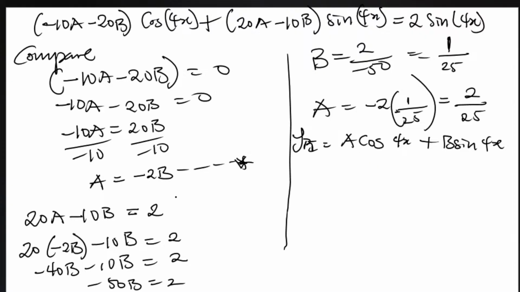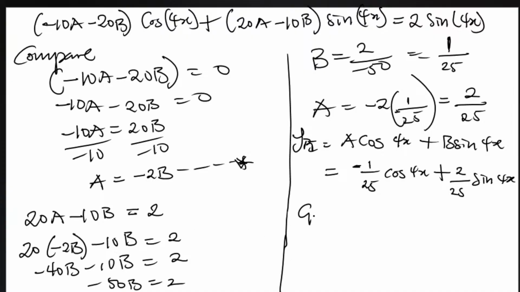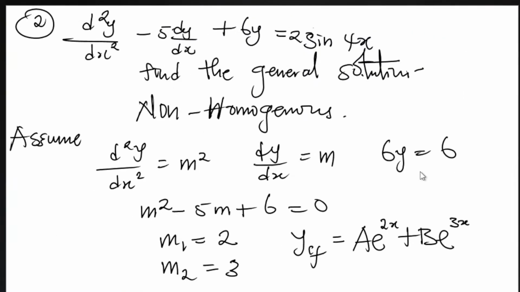If we impute the values for A and B, we'll simply have that our A here is minus 1 over 25 cos 4x plus, B is 2 over 25 sine 4x. Are we together? Now what you simply do is recall your general solution. Your general solution is simply YCF plus YPI. Are we together? Now if you impute those values together, we've already calculated for your CF, which is your complementary function. And our complementary function was given to be A exponential 2x plus B exponential 3x.